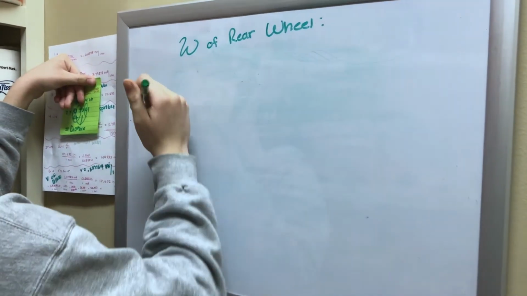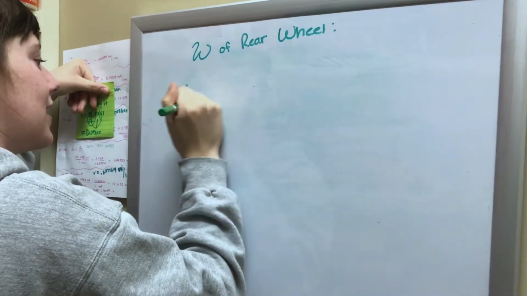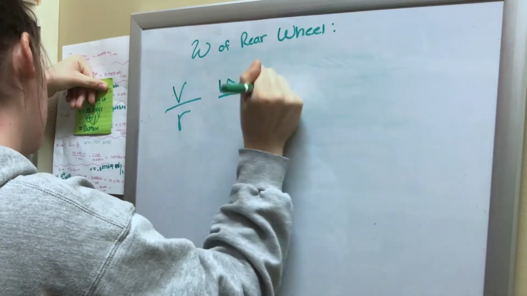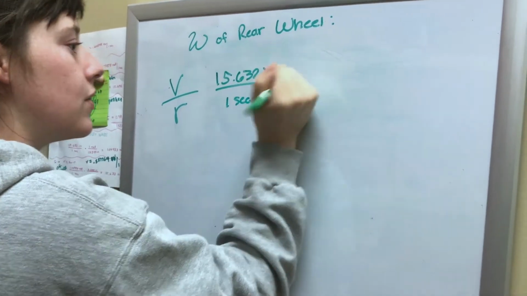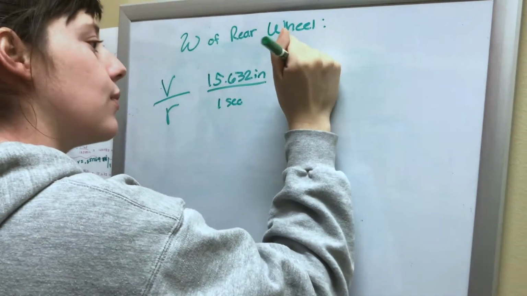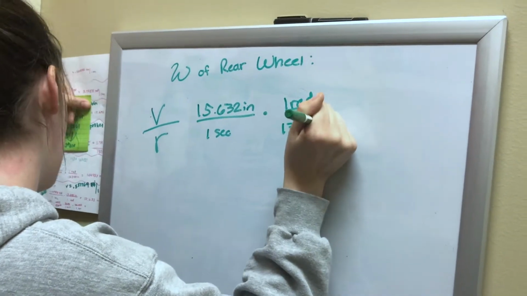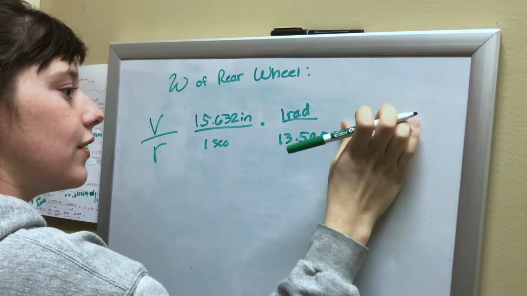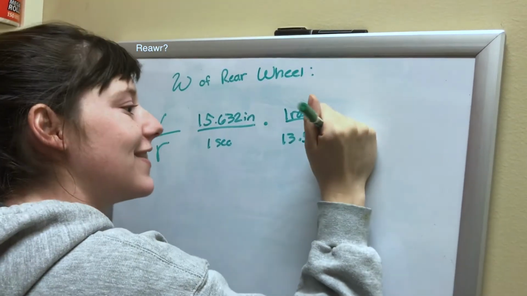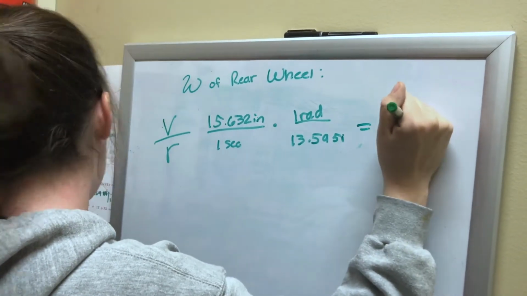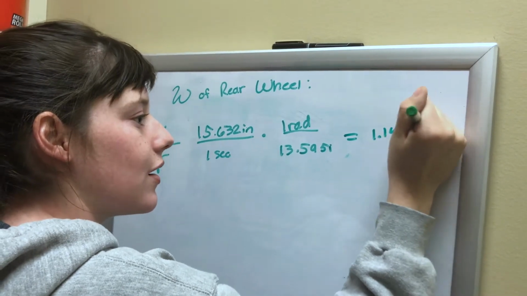What is the angular velocity of the rear wheel of your bike in radians per second? In order to find the angular velocity, you must divide the linear velocity by the radius. The linear velocity is 15.632 inches per 1 second. Times, in order to divide it, you must times it by the reciprocal, which is 1 radian over 13.595 inches, which is the radius of the rear wheel, which equals 1.14983 radians per second.